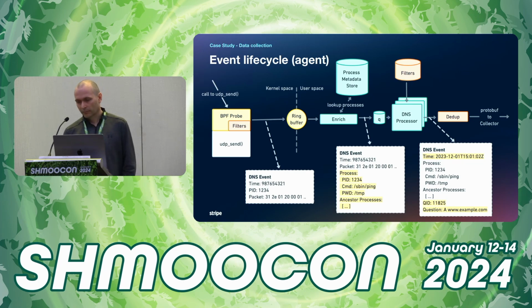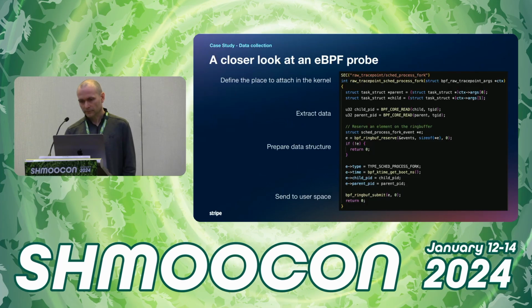Now, I mentioned BPF sort of in abstract terms so far. I want to show you an example. Cool. So this is an example of what a BPF probe in C code looks like. You can see it's a standard function, looks like it. There's a few things I want to highlight here. At the top, you see the type of probe it is and where it is attached in the kernel. So this one is going to be called every time a process forks on the system.